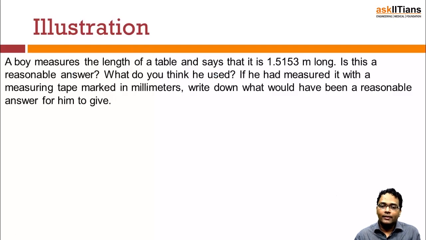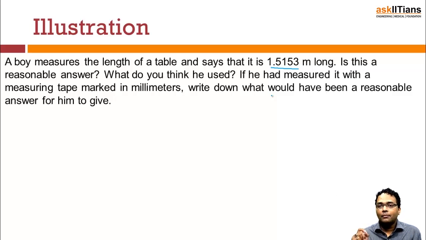A boy measures the length of the table and says that it is 1.5153 meter. First of all, this is not definitely wrong, but it depends upon which system of unit you are measuring. If you are using a meter scale, then you cannot measure to such high accuracy, right? Further, since you are measuring the length of a table, you cannot measure it using a vernier caliper or a screw gauge, because that measures very small values.